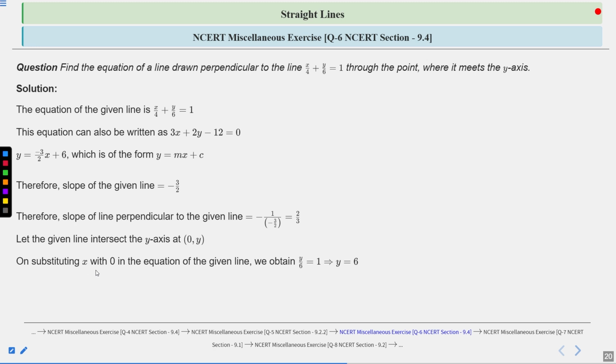Now on substituting x with 0 in the equation of the given line, we obtain y over 6 equal to 1. Okay, and from there we will obtain the value of y is 6. So therefore the given line intersects the y-axis at point 0 comma 6. Okay, so the given line intersects the y-axis at 0 comma 6.